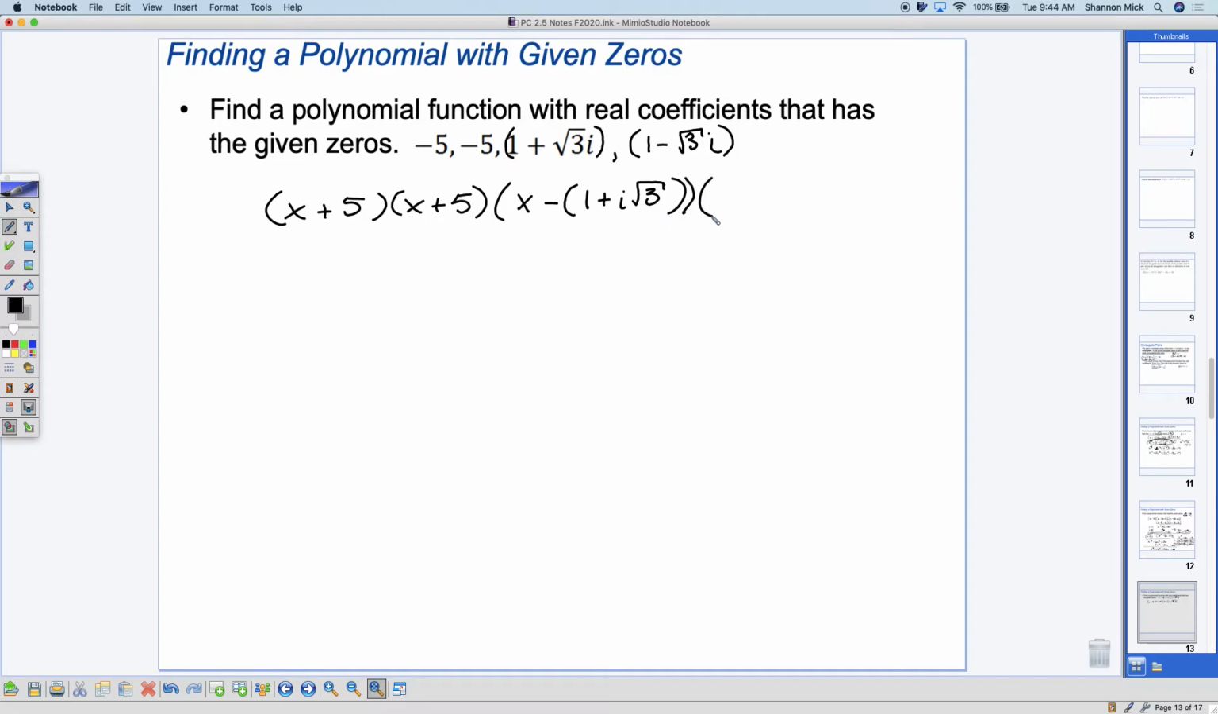And the other factor is x minus the quantity 1 minus i square root of 3. Yes, I knew what you were trying to get at. I was doing it backwards. When you're trying to write it and say it at the same time, it doesn't always work.